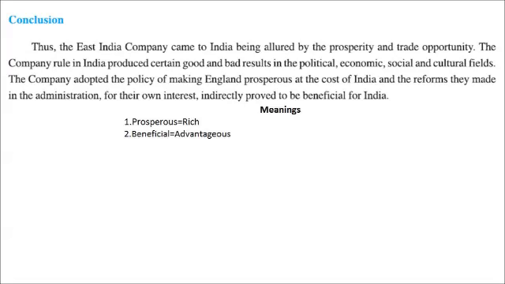And the company adopted the policy of making England rich, but by destroying India, that is at the cost of India. And the reforms that they made in their administrative department for their own advantage, indirectly, after many years you could see that it proved to be beneficial, that is advantageous, for India.